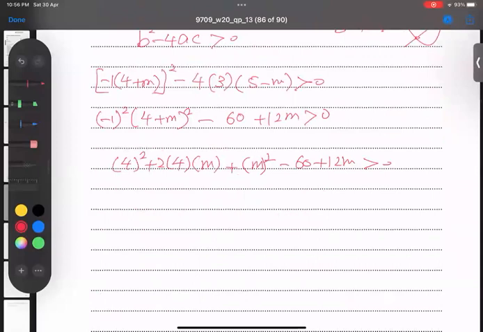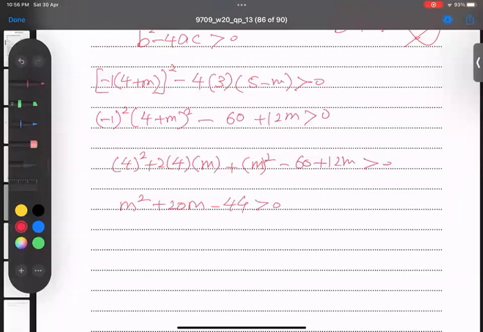After this, I just reorder. Reorder means this m square I'm writing first, and this is 4 times 8 and 12, I got 20m, and this is 16 and 60. This becomes 44, I think. So yeah, 60 minus 16, exactly, I got 44. So I get negative 44. Negative 44 bigger than 0. Okay, now the equation is confirmed.